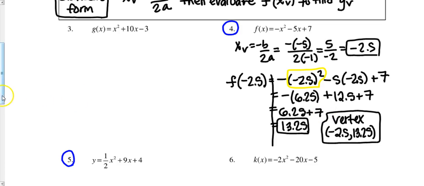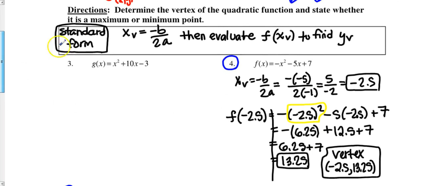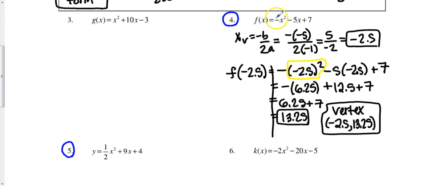But I still need to answer one more question. It says, determine if it's a max or a min. So looking at a, does this parabola open up or down? And I'm hoping we're all saying down, and I would agree. So if this is opening down, it means that this vertex is a maximum. And I'll abbreviate just using max.